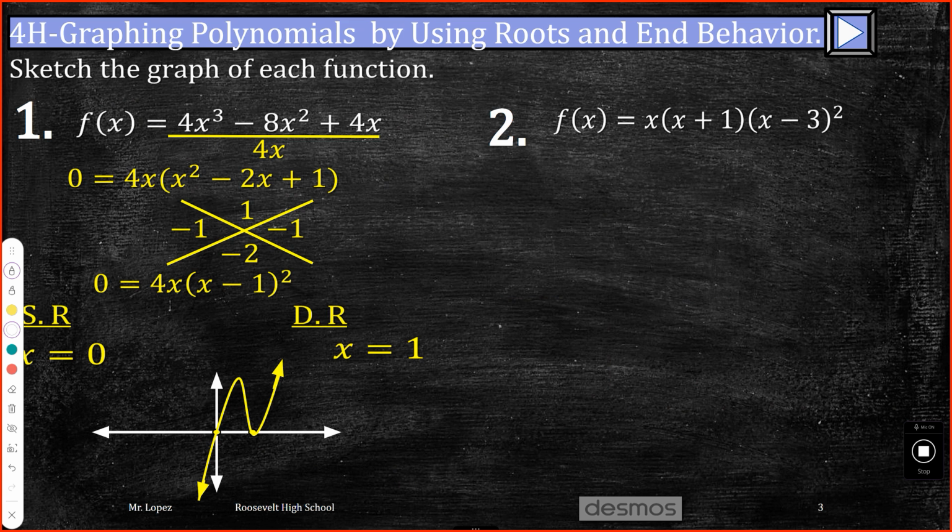Problem number 2. It's already factored out. It's a polynomial that has been factored out. We don't have to do any work. What's the degree of this polynomial? We're in problem number 1 here. What's the degree of this first polynomial? Third degree polynomial. What's the degree of problem number 2?